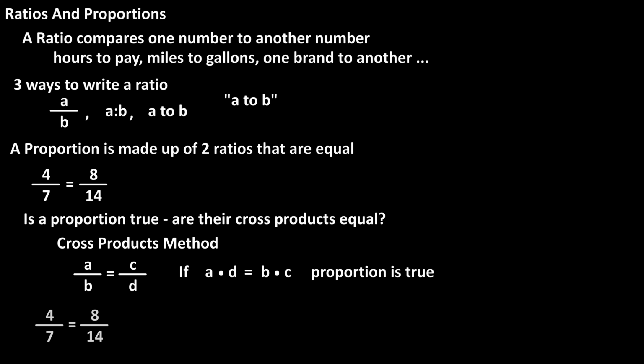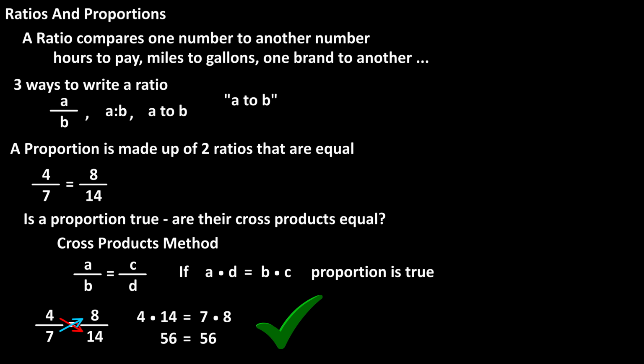In our example of 4 over 7 equals 8 over 14, using the method of cross products, we have 4 times 14, the numerator of the first fraction, times the denominator of the second fraction, and this equals 56. Next we have 7 times 8, the denominator of the first fraction, times the numerator of the second fraction, and this equals 56. 56 equals 56, so this proportion is true.